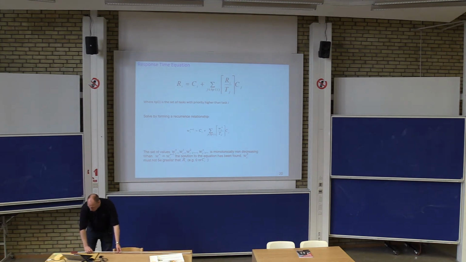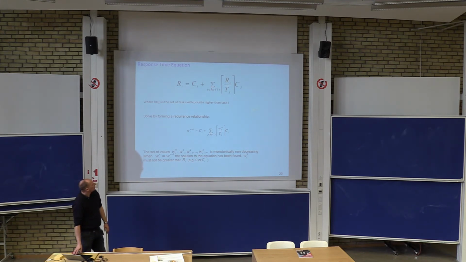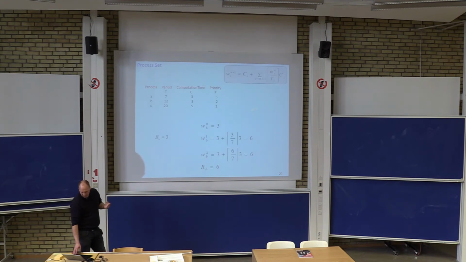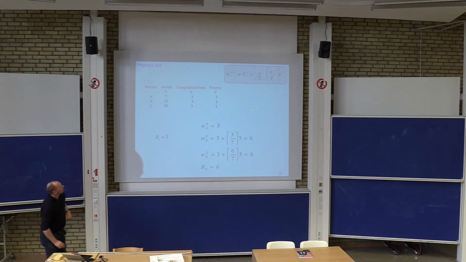We shouldn't be overshooting, because then we will get a wrong answer. Like if we think about R supposed to be around 10 cycles, and then you say, oh, let's put R at 20, then it's not going to be a realistic solution. So we have to initialize it. We initialize it with C. You know that the response time can never be less than the computation time.